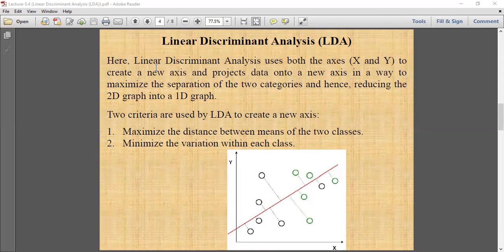Here, LDA uses both the axes X and Y to create a new axis and project data onto the new axis in a way that maximizes the separation of the two categories, hence reducing the 2D graph into a 1D graph. The two criteria used by LDA to create a new axis are: maximize the distance between the means of the two classes, and minimize the variation within each class. So the variation within each class we have to minimize, and between these two classes we have to maximize the distance.